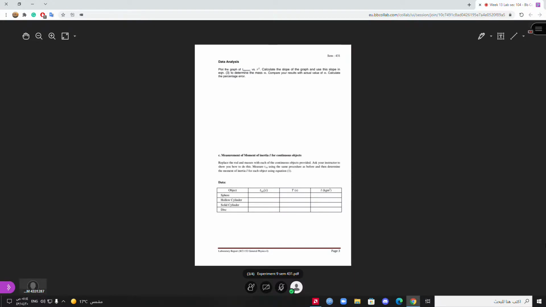After completing this part, we are going to draw the graph. The graph between I masses versus R square. I masses should go to the Y axis and R square should go to the X axis. Calculate the slope. From the slope, we are going to calculate the value of M, the value of the point-like masses. This is part number 3. In this part, we are going to estimate the moment of inertia of different shapes of objects. Previously, in the last part, we found the moment of inertia of point-like masses, small masses.